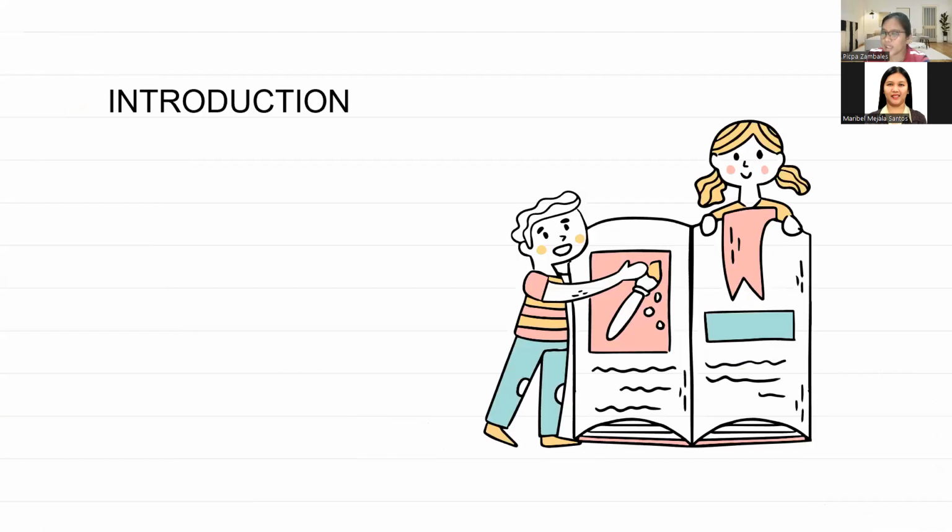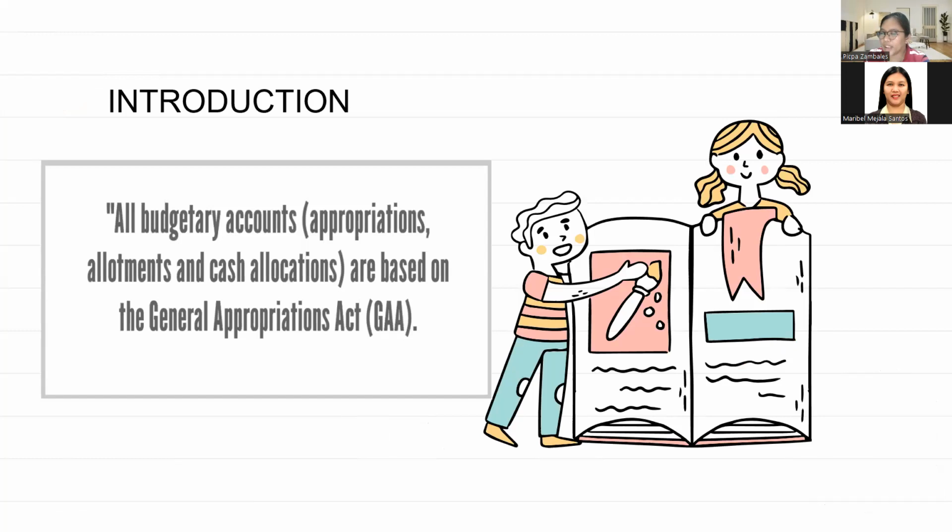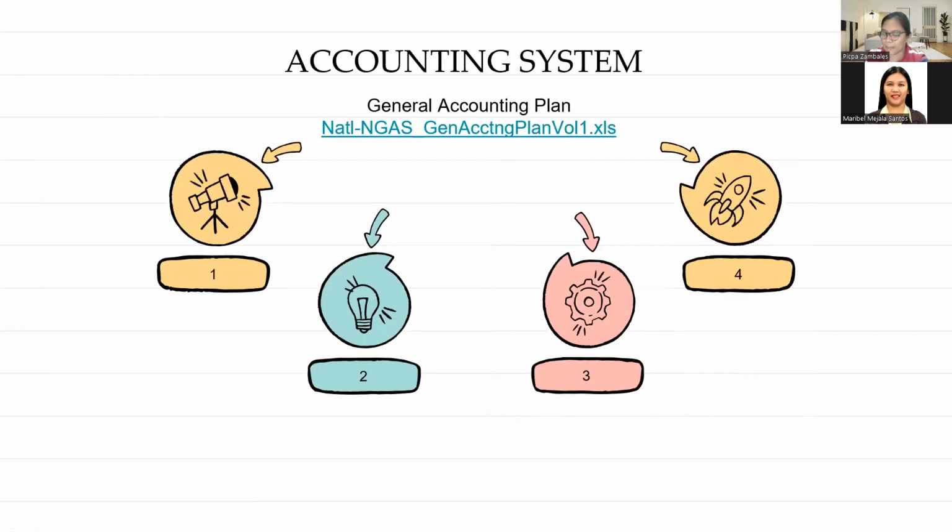Now, the accounting system. As an introduction, all budgetary accounts, appropriations, allotments, and cash allocations are based on the General Appropriations Act. That's the general rule. It's best that we understand what we mean by appropriations, allotments, and cash allocations. When we say appropriations, it was enacted by law; it is still just a budget. When we say allotments, it means we already allotted for it. When there are cash allocations, there is already cash for that. Those are the differences. Okay, now let's start with the accounting system.